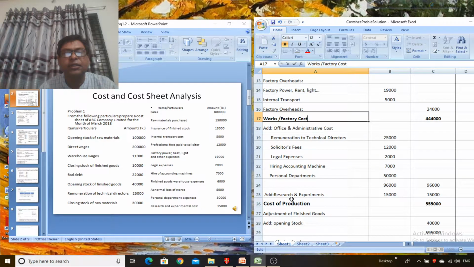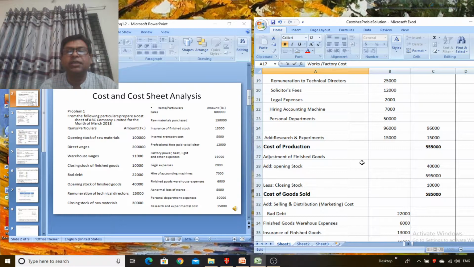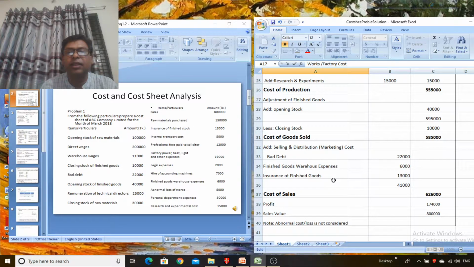Now we have to adjust the finished goods, because we have to find out the cost of goods sold. For adjusting the finished goods cost, we have to add the opening stock of finished goods and then less the closing stock of finished goods. Thus we find the cost of goods sold, and when we add the selling and distribution or marketing cost to it, we find the cost of sales.